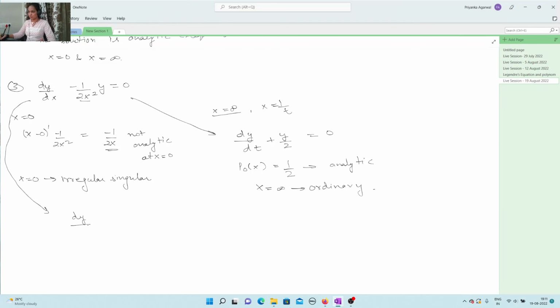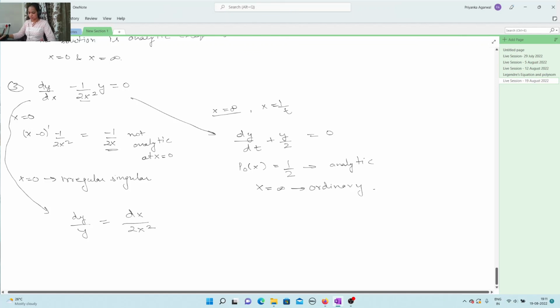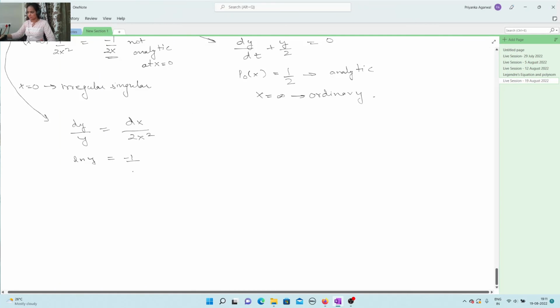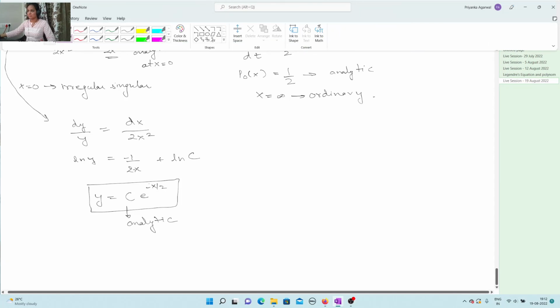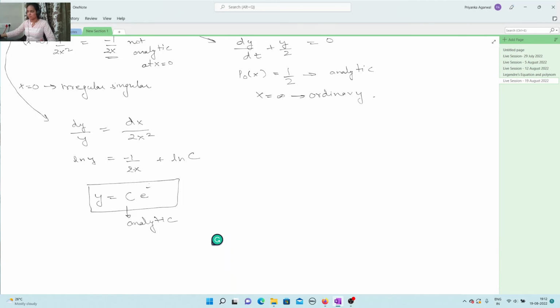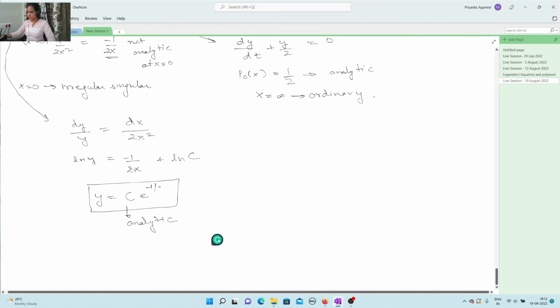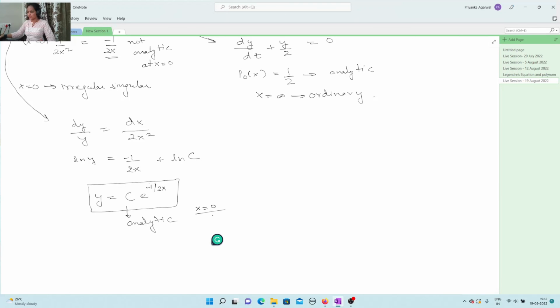So the solution will be dy over y equals to dx over 2x square. So ln y equals to minus 1 by 2x plus constant. So the solution will be c e to the power minus 1 by 2x. So this solution is also analytic except for x equals to 0. So that is because x equals to 0 was an irregular singular point.